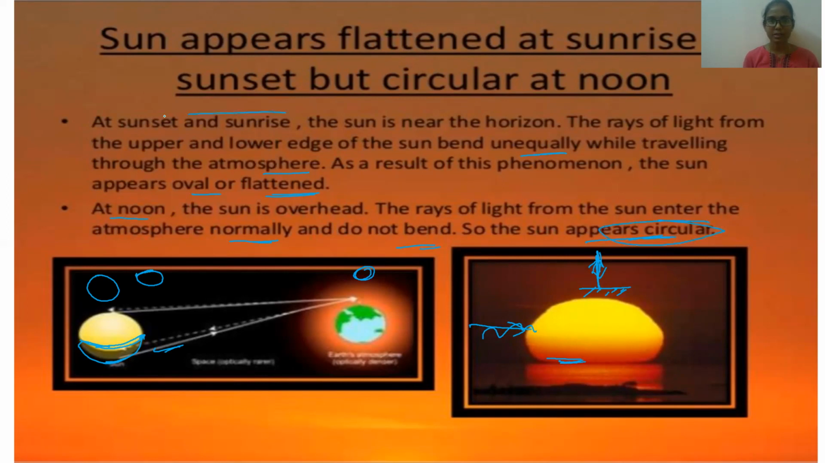At sunrise and at sunset, what will happen? It will be oval and flattened because of the atmospheric refraction phenomenon again. I hope this is clear, children.